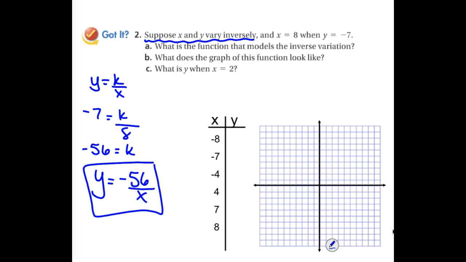All right, I'm going to pause the recording. I want you guys to fill in your t-chart and plot your points.